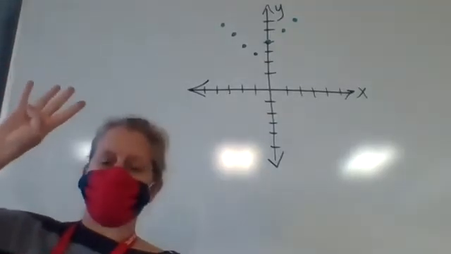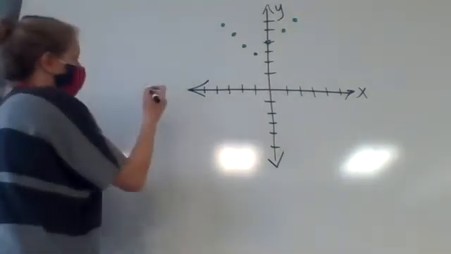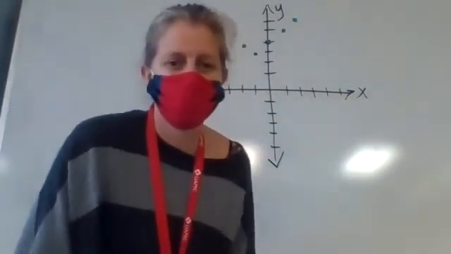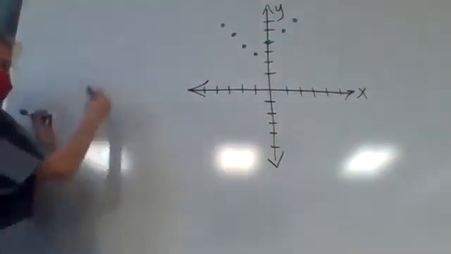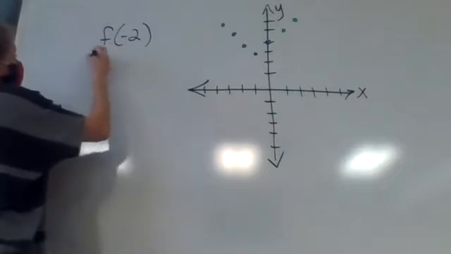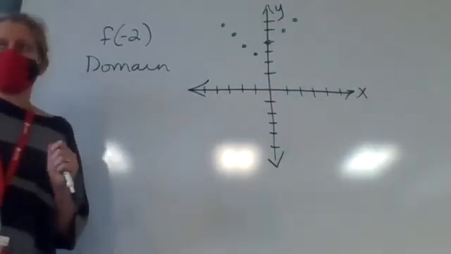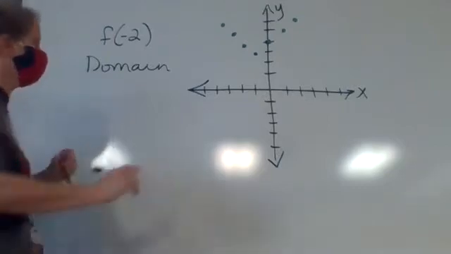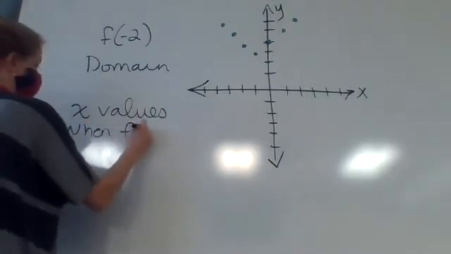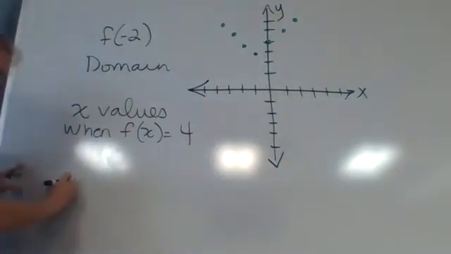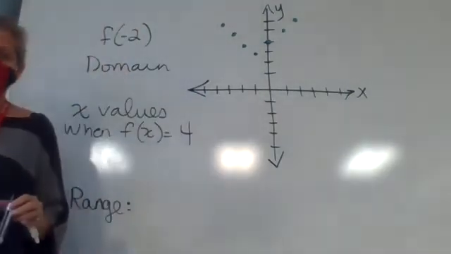It wants me to do 4 things. It's like 4 problems in one. The 4 things we're going to do is find f of -2, we're going to find the domain, all of the x values when f of x equals 4, and then we're going to find the range. So those 4 things.